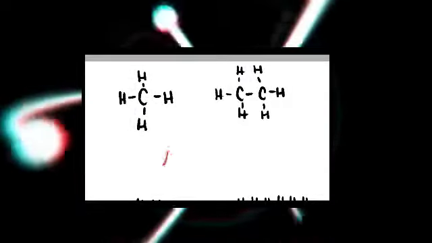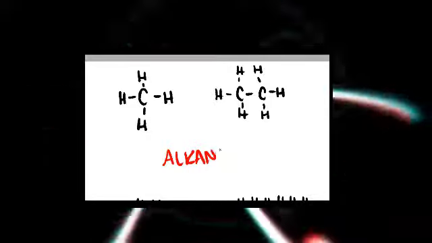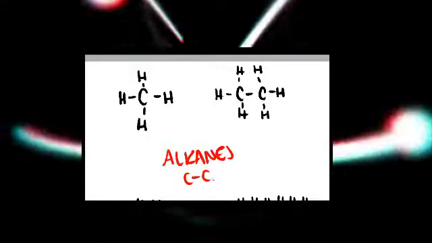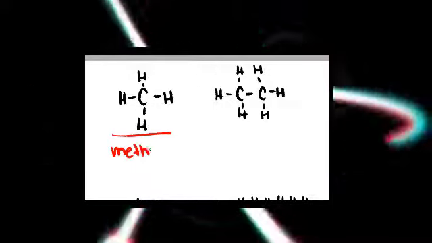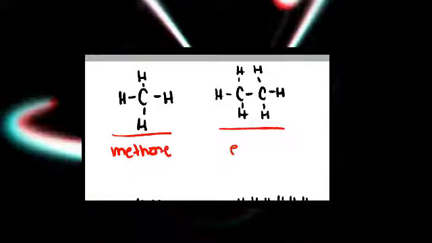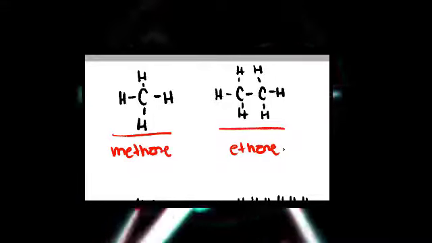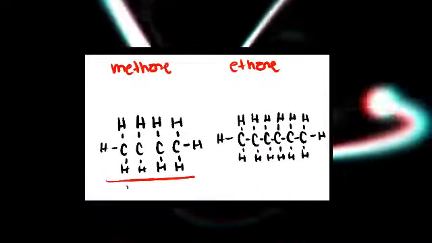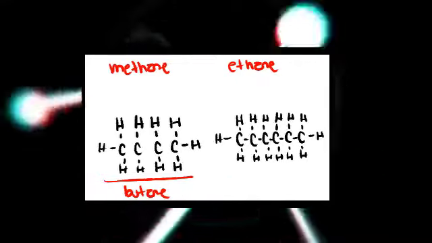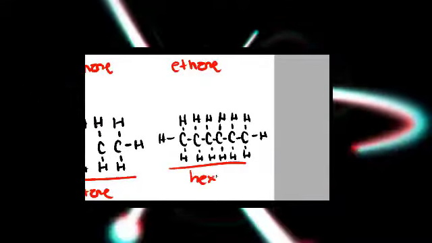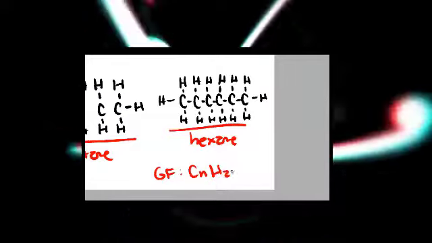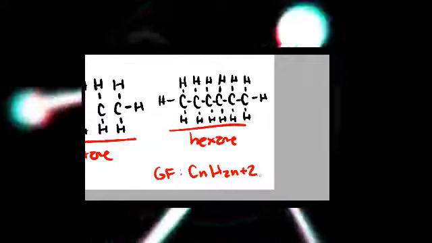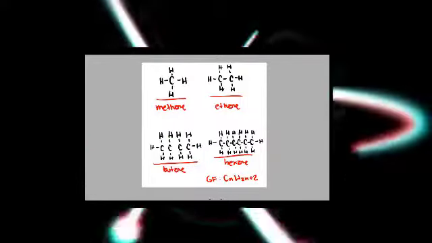So first, we're going to look at the alkanes. The alkanes are saturated hydrocarbons, which means they have carbon-to-carbon single bonds. The first alkane with 1 carbon is methane. Next, we have 2 carbons, which is ethane. The next example has 4 carbon atoms, and it is called butane. And finally, this has 6 carbon atoms, called hexane. The general formula for the alkanes is CnH2n+2.